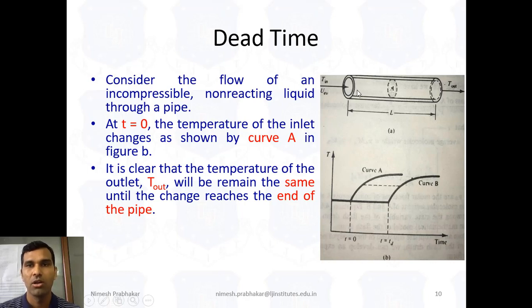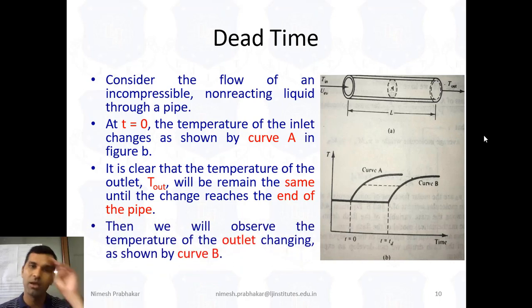That effect reaches the outlet after some time difference. We can see the temperature change at t equals 0, and after some time the change arrives here. That means it takes some time. This time is known as dead time. Then we observe that the temperature of the outlet changes as shown by curve B, which represents the outlet temperature.